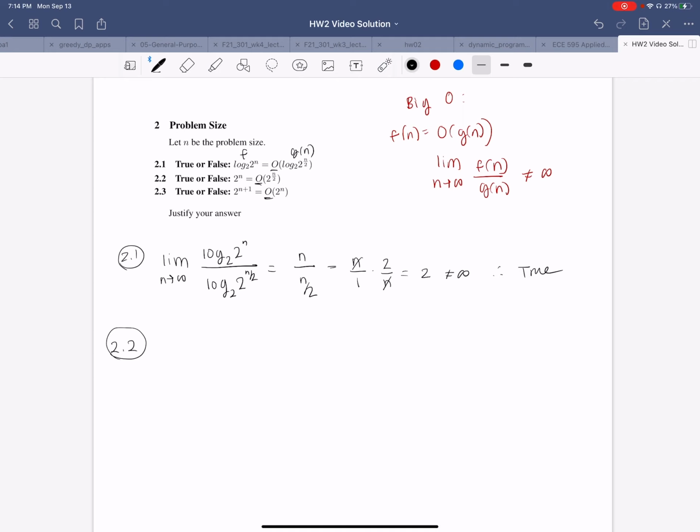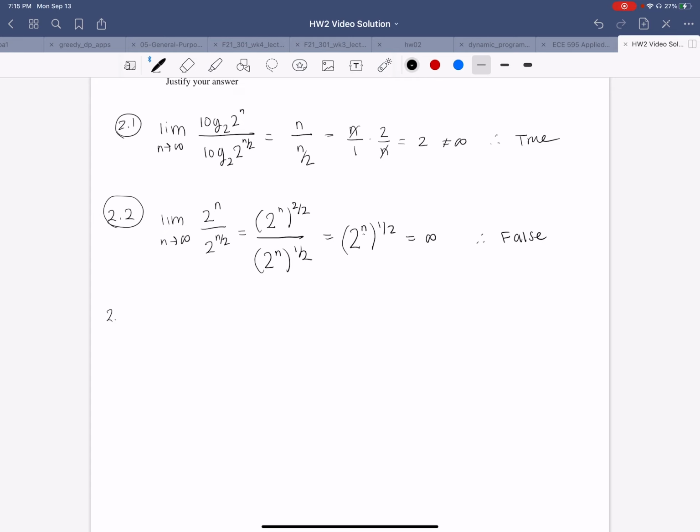2.2, we do the same thing. N goes to infinity, then we're going to take 2 to the n over 2 raised to the n over 2 power. And we could also make a simplification here. So I'm writing an equivalent expression. So this is like an exponent rule, so I can do this minus this, and then I can get this. And this is pretty clear. As n goes to infinity, this is also going to go to infinity, so this is false.